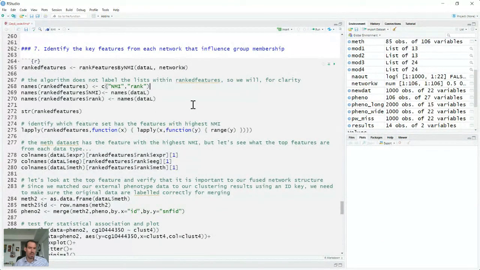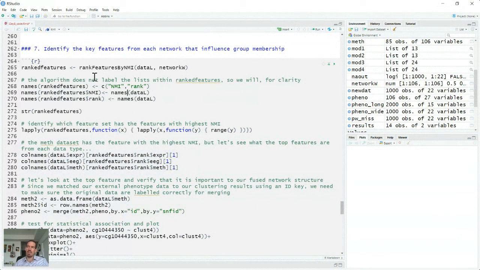Was it expression? And within those, which of the variables caused people to be grouped similarly and therefore generated those groupings that were so informative for our study? And that's what this block of code does. It's nicely annotated for you.